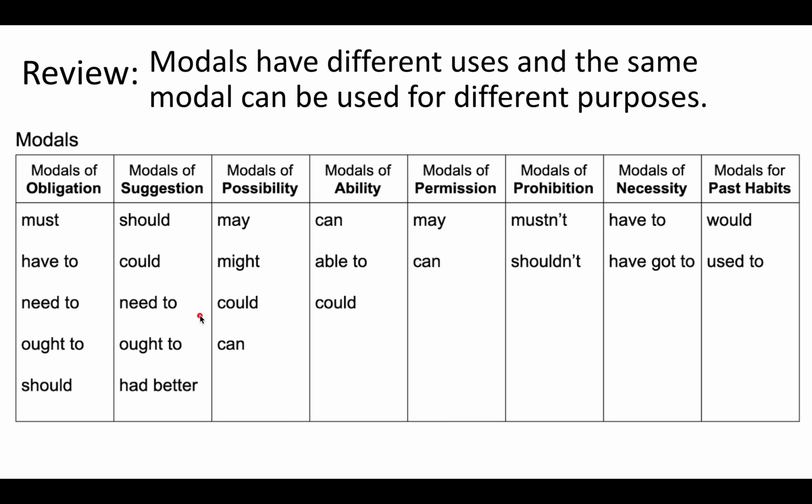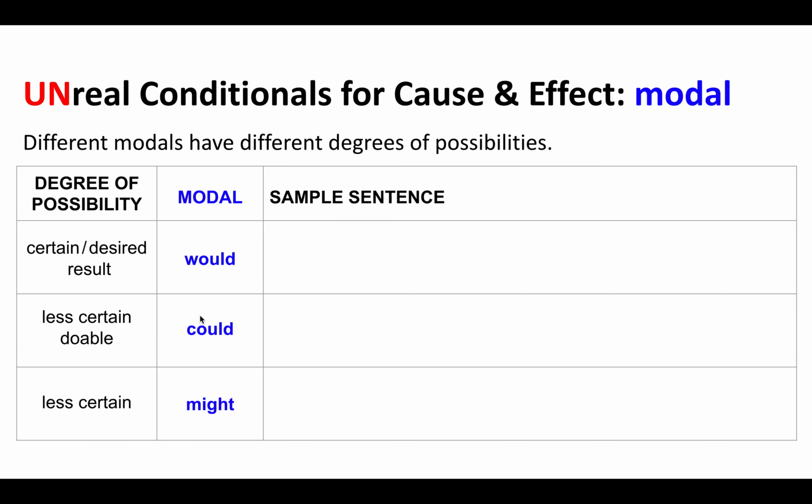Okay. Let's look at some of the uses. Modals have different uses and the same modal can be used for different purposes. But when we're talking about conditional sentences, specifically unreal, we're going to be looking at three modals. Modals of ability, could, and modals of possibility, might and could. We're also going to look at would. And these modals have different meanings, okay? So if the degree of possibility is certain or desired or it's a result, then we use would.